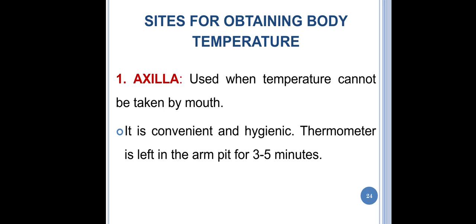So now, where do you get this same temperature? It's very important that you know where to get the temperature. So we have the axilla. It is used when temperature cannot be taken by mouth, and not only that, maybe in case you just don't have the mercury thermometer, which is usually taken from the mouth or the rectum, then you can use the electronic to get it from the axilla, which is just the armpit.